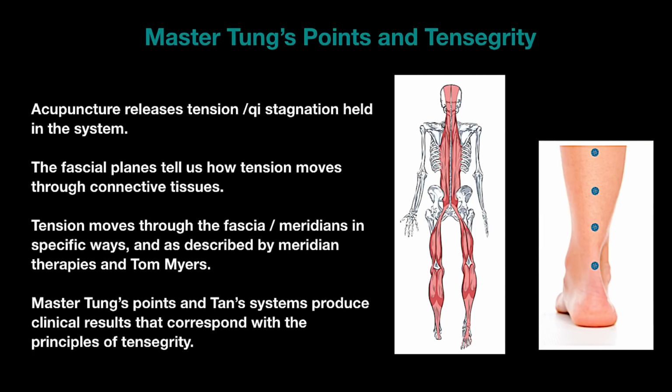Now, tensegrity relates to Master Tung's points in several ways. First of all, acupuncture releases tension, or what we call chi stagnation, held in the system. The fascial planes also tell us how tension moves through connective tissues, and tension moves through the fascial meridians in very specific ways. And this has been well described by traditional meridian therapies as well as by Tom Myers. Now, Master Tung's points and systems produce clinical results that correspond with the principles of tensegrity.